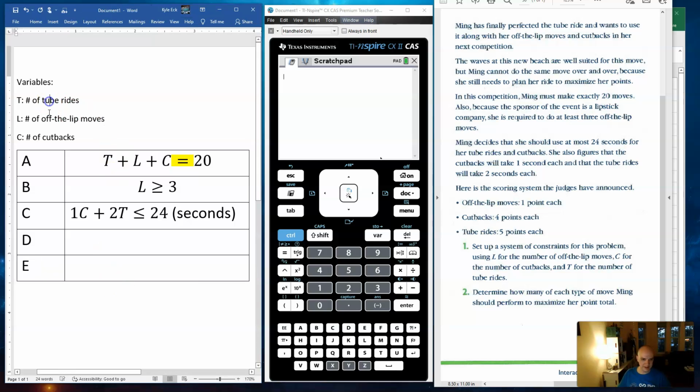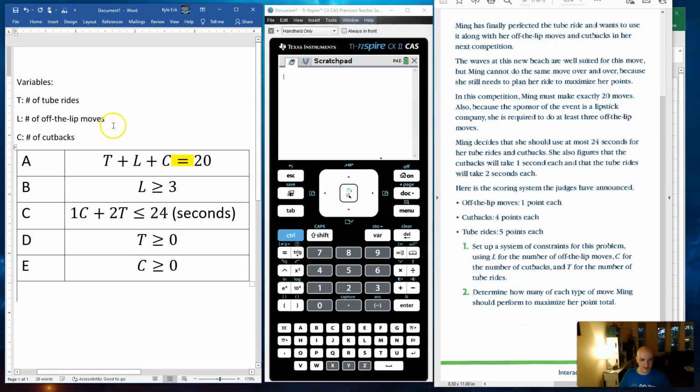We're doing T, then L, then C. So we need to make sure that T is greater than or equal to 0. Normally, we would need to make sure that L is greater than or equal to 0 as well. However, we already know that L is greater than or equal to 3, so we do not need to include that L is greater than or equal to 0. Instead, we just need to include that C is greater than or equal to 0.